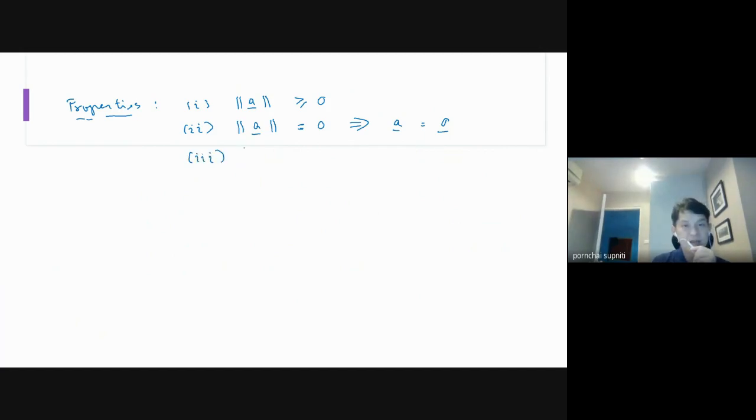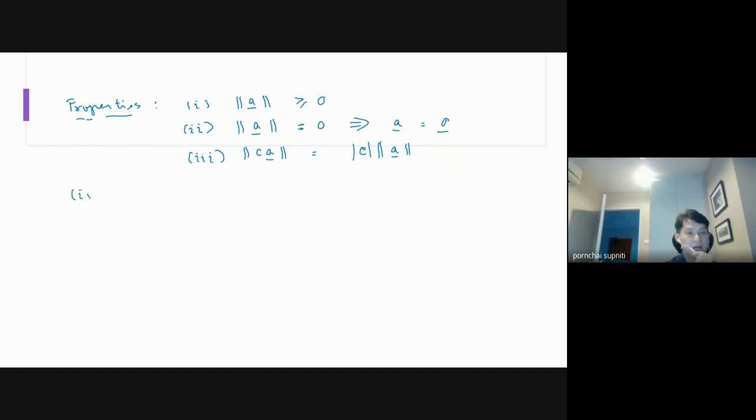What are the properties of the length? Number one, the length is always greater than or equal to zero, because it's a square root of the sum of squares of elements. Number two, if the length of A is equal to zero, then what is the vector A? I think you can guess. It has to be the zero vector. Number three, if I find the length of a scalar value C multiplied with the vector A, this will be equal to C times the size of A, and I should write it as the absolute value of C, because C can be positive or negative.